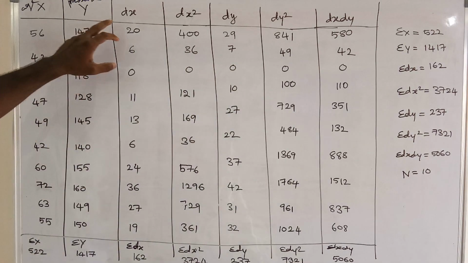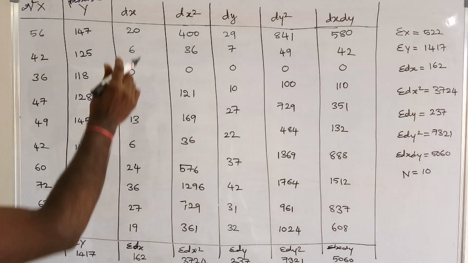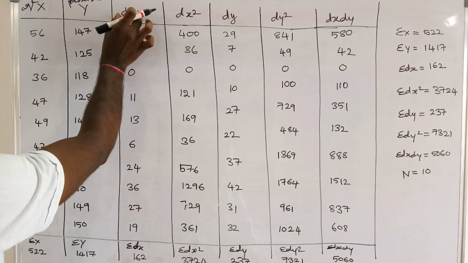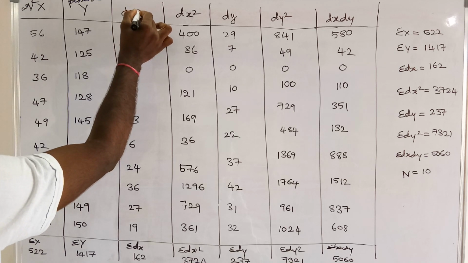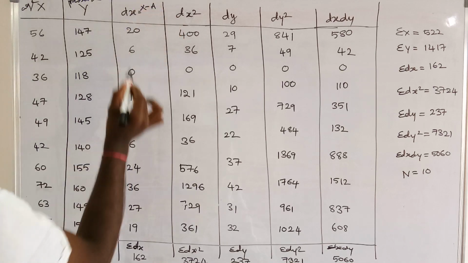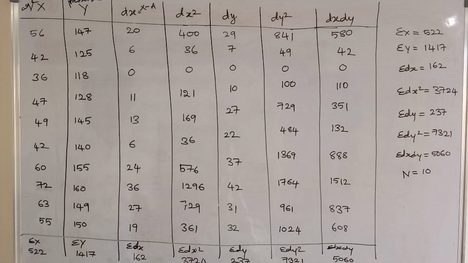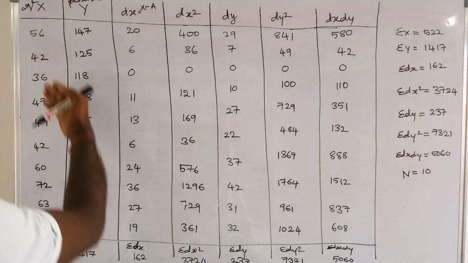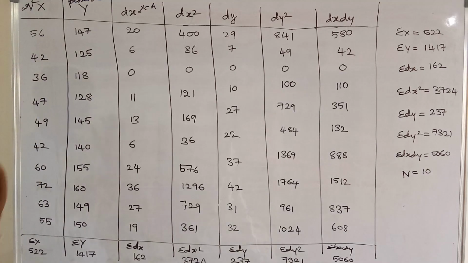While calculating these deviations of x and y, this deviation of x, dx, is equal to x minus a. Here a is an assumed mean. Assumed mean means you can assume any one of the values in the series, or you can assume any one value yourself.